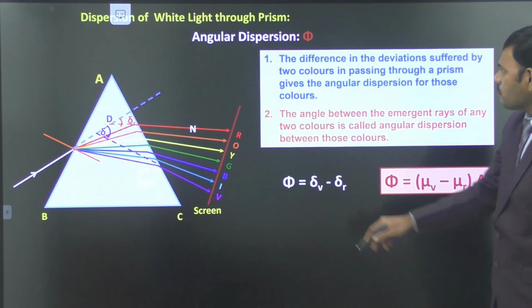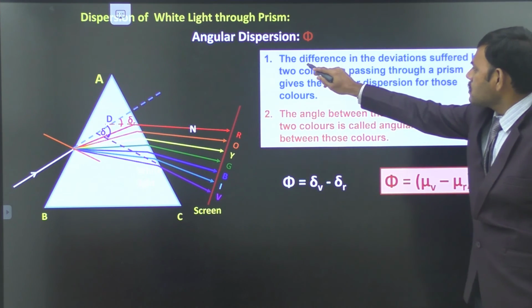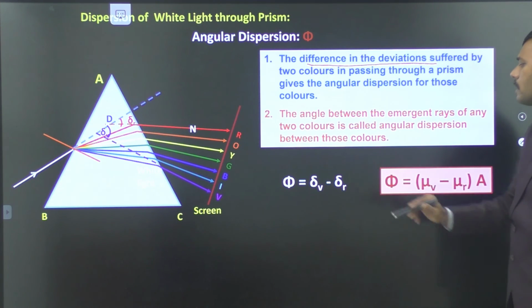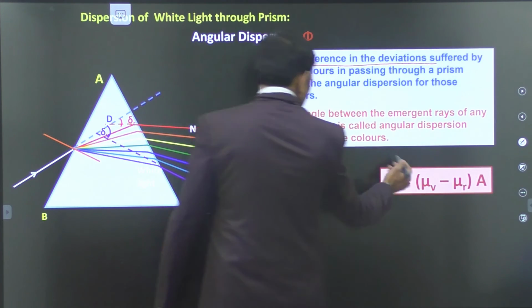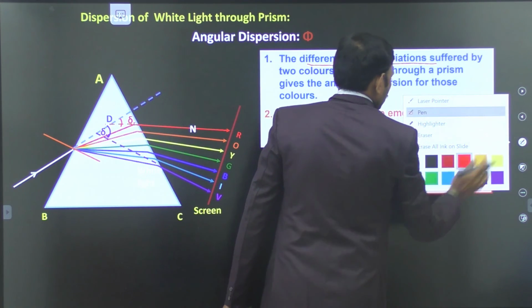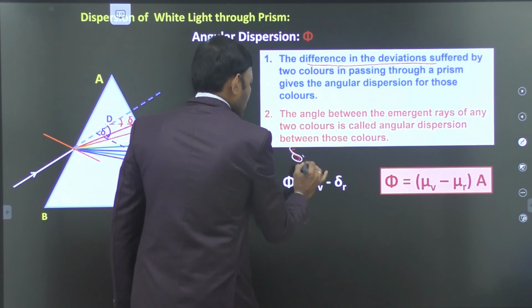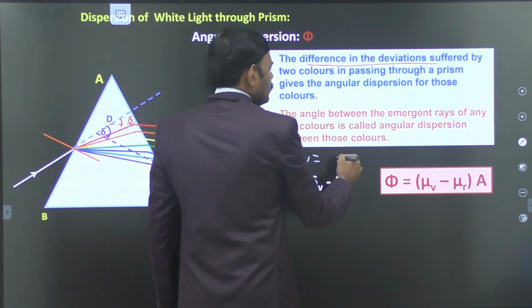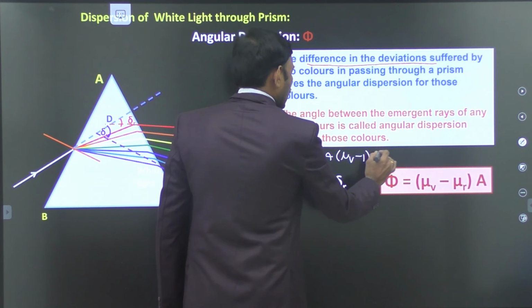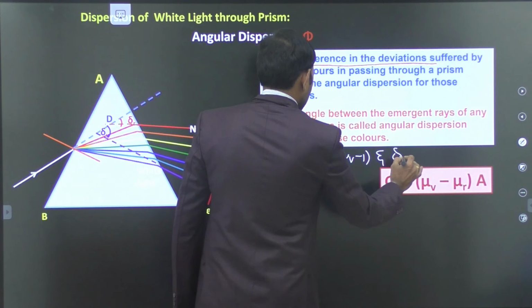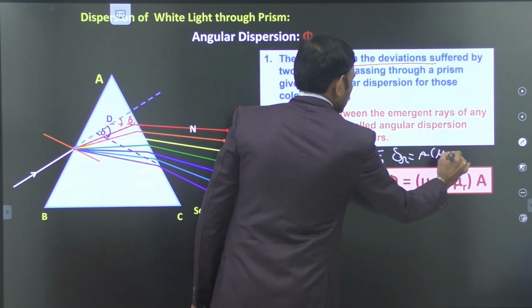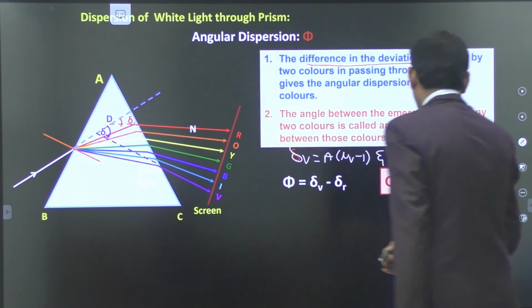Here the expression for angular dispersion is the difference in the deviations. So the deviation of violet is delta V and the deviation of red color is delta R. The difference in the deviations is the angular dispersion. We know that delta V is A into (mu V minus 1), and delta R is A into (mu R minus 1).